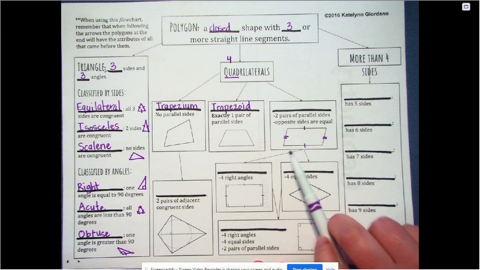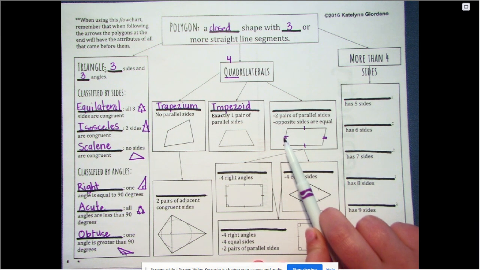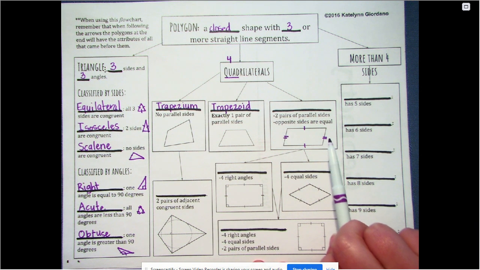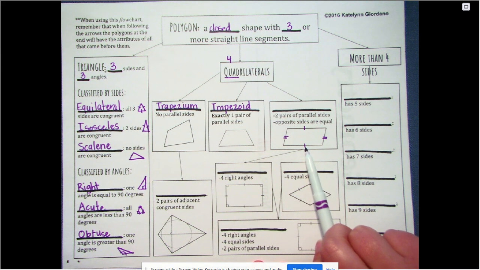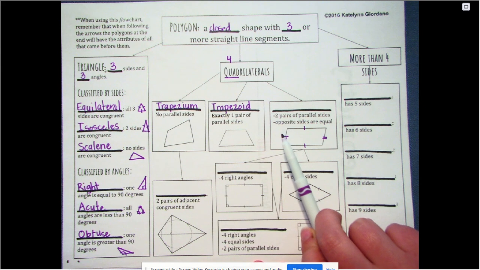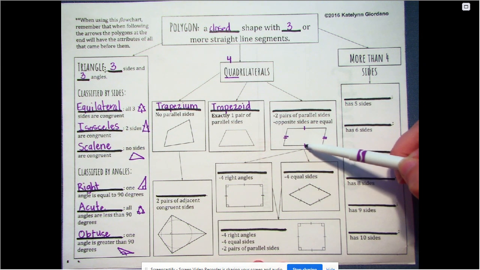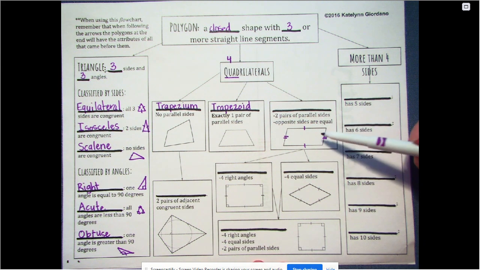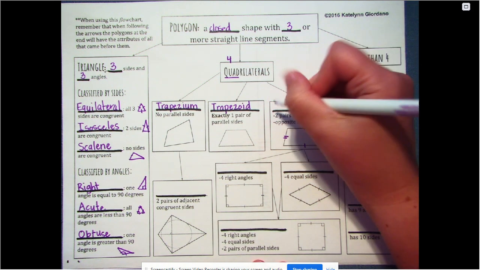The reason why I can't put 1 little hash mark on the other sides is because that would be indicating that they are the same length as my first side. And they're not the same length, so I have to show a different hash mark. So I just do 2 little hash marks to show that these 2 sides are equal and these 2 sides are equal. So if we have 2 pairs of parallel sides, this is going to be called a parallelogram.